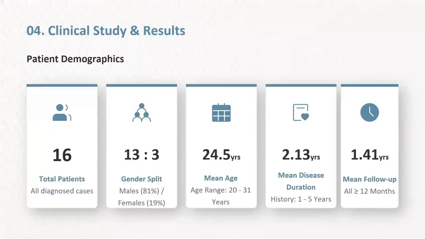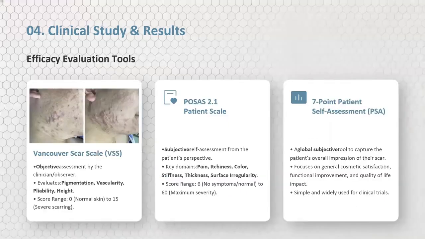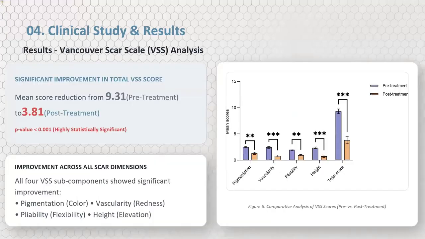Now let's look at our results. We treated 16 patients, mostly young males with an average age of 24.5 years. The average duration of their keloids was about 2 years. We followed all patients for at least 1 year after treatment. To evaluate the results, we used both objective and subjective tools, the VSS, PARS, and PSA scores.